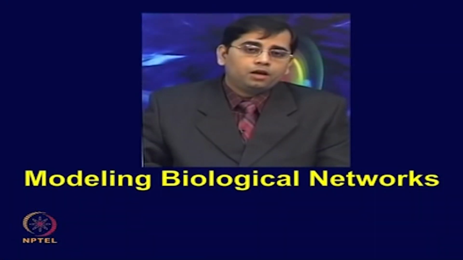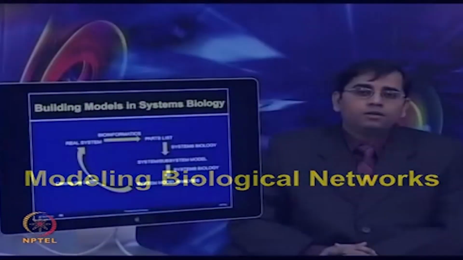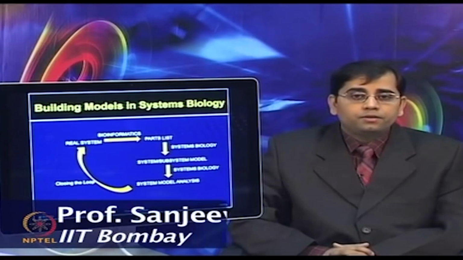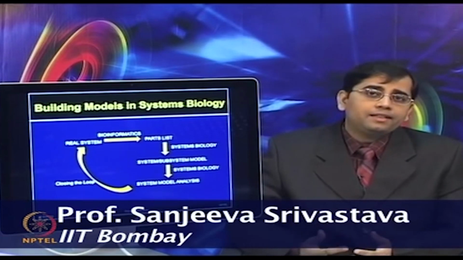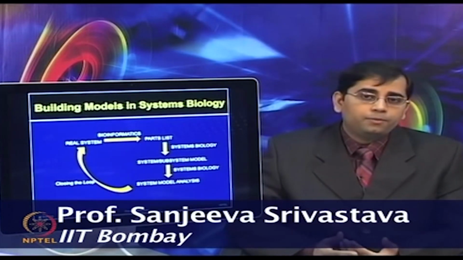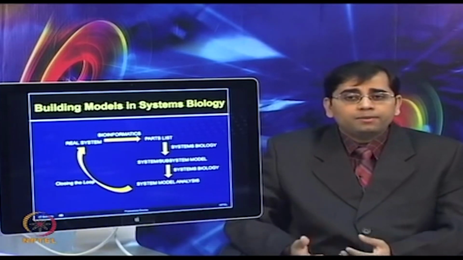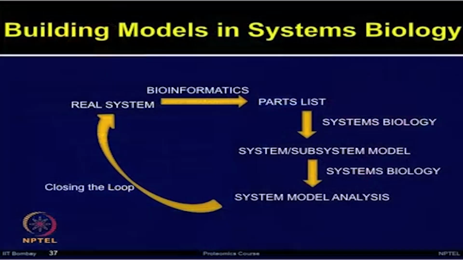Let us now talk about how to model the biological networks. To build a model in systems biology, first of all, the parts list can be generated by using data sets derived from the systems biology approaches. The systems or subsystems model can be generated, which can be used for the systems model analysis. Now, this could be applied to the real systems, and by applying the knowledge using bioinformatics tools, it could be applied back to the original components, which could be used to derive some hypotheses and validation of these data sets. So, it will work like a closed loop.